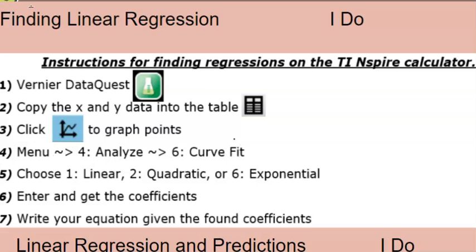And then for linear regression, you would choose 1 for linear. They may also ask you for quadratic or exponential. Enter and get those coefficients. Write your equation given the found coefficients.